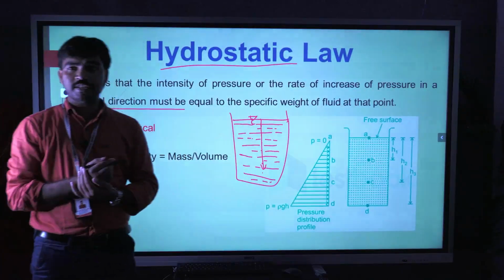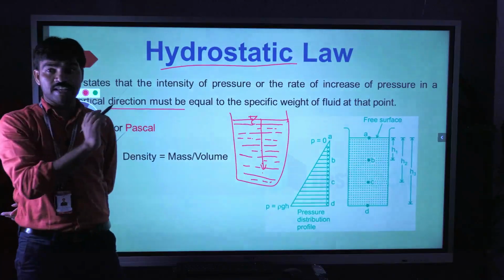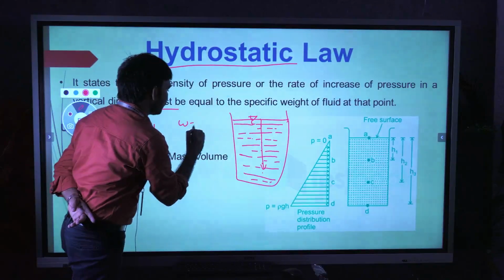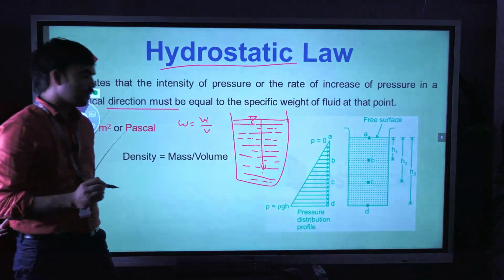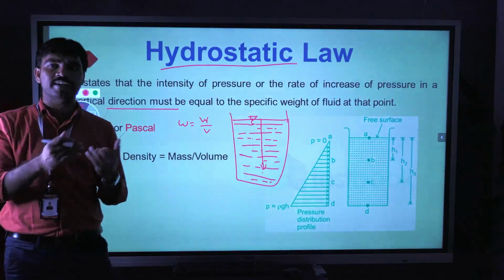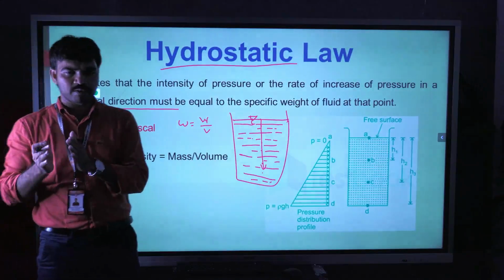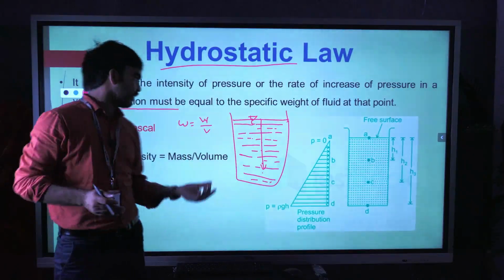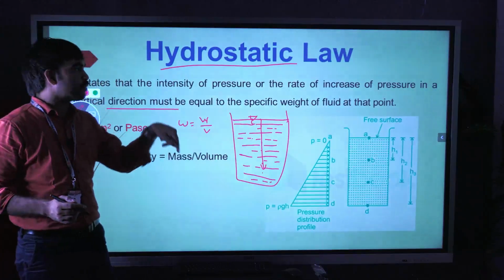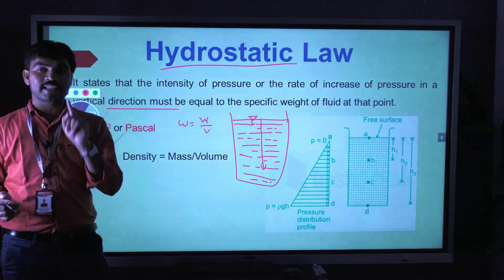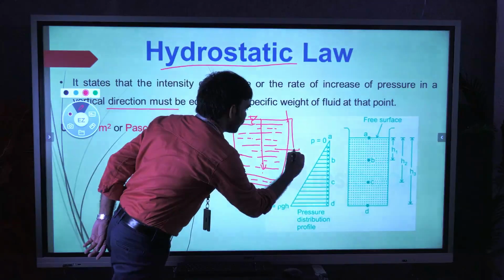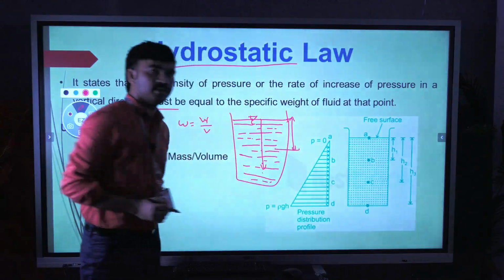So what is the specific weight? We already derived the expression for specific weight in the previous topics. Specific weight is weight by volume, right? It is how much weight the fluid contains per unit volume. For example, if you take 1 cubic meter of water, how much weight it contains, that is the specific weight. The rate of increase of pressure depends upon the specific weight of the fluid at that particular point.